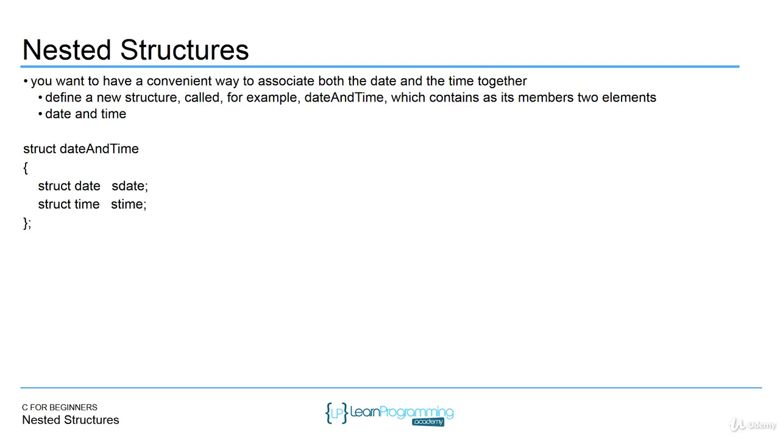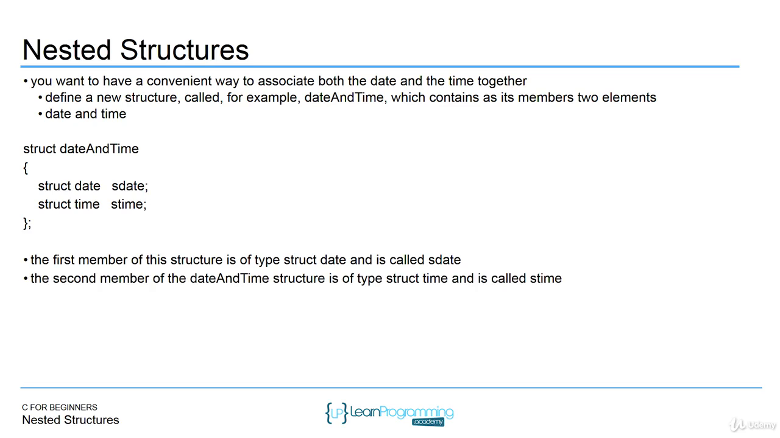So in this case, we're creating a date and time struct, and we have two structs. One's of type date, one's of type time, with two variables, sDate and sTime. The first member of the structure is of type struct date, and it's called sDate. The second member of the date and time structure is of type struct time, and it's called sTime.